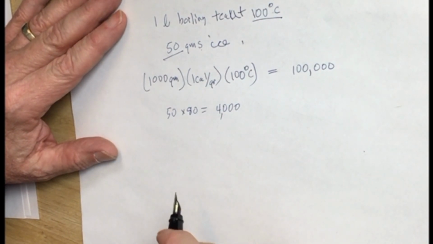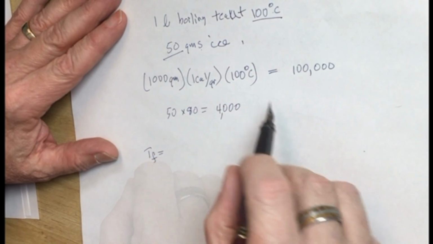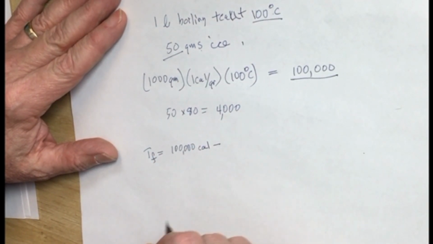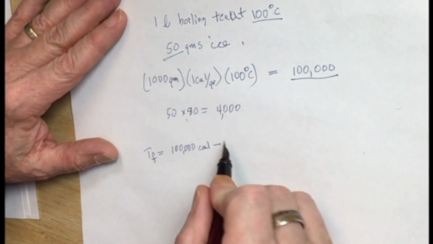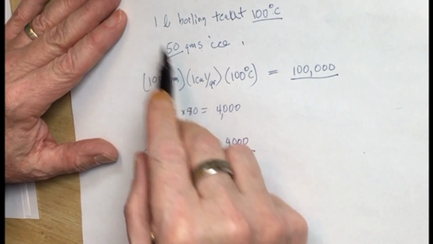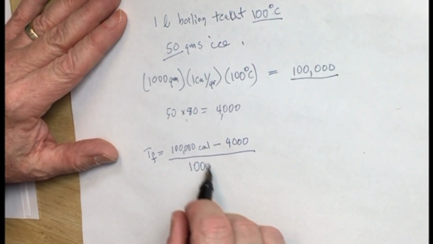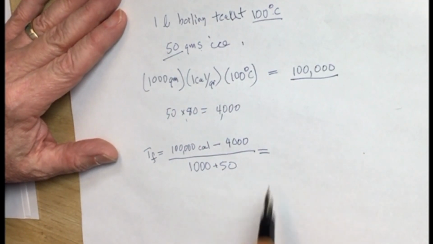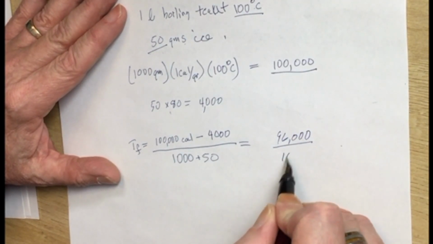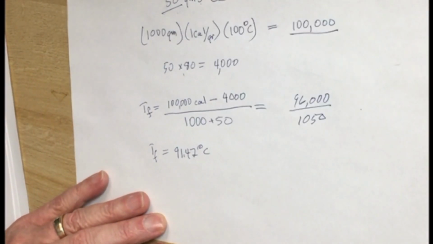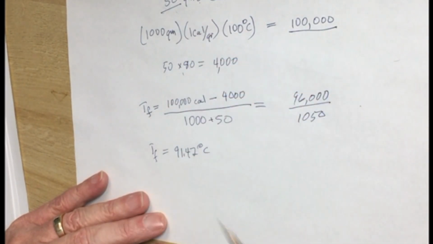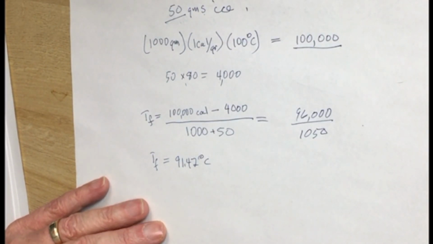Well, the way that we're going to do that, temperature final equals the number of calories in the water minus the number of calories required to melt the ice, over the mass of the water and the mass of the ice. Let's go see what that comes out to. So that's 96,000 divided by 1,050 is 91.42 degrees Celsius. It's certainly not enough. This is not enough ice to cool that amount of tea.